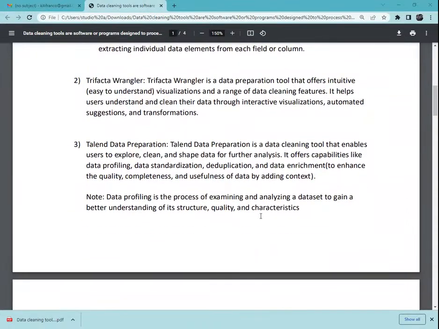So when we talk of data profiling, it is the process of examining and analyzing a data set to gain a better understanding of its structure, quality, and characteristics. Here, Talend Data Preparation.